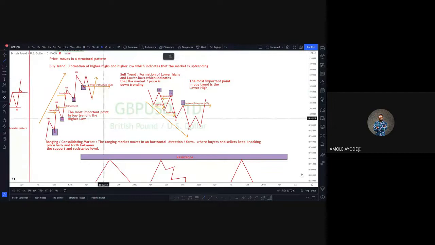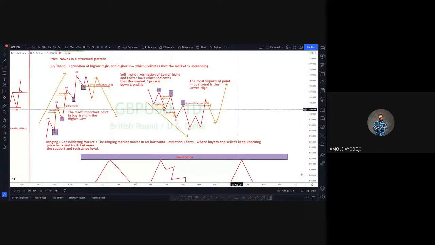And then the move begins. That's your most probability trade. And for these two, a retest, this is a break of structure. A retest. And then the move begins.